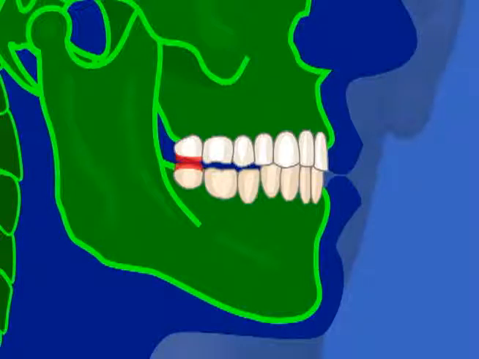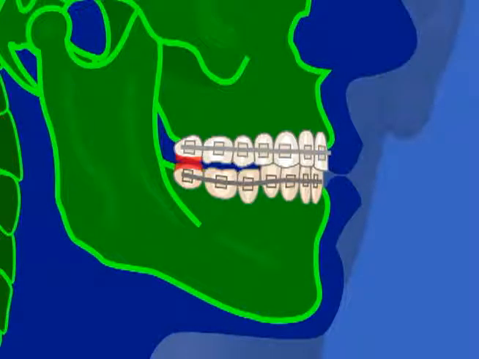Now, the patient can only close their jaws in this new, aligned position. We then place clear braces and a special arch wire, which aids in raising the lower teeth so that they properly contact the upper teeth. The braces move the lower teeth into the desired position.